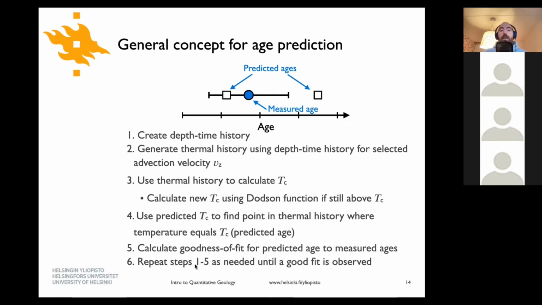But essentially, the repeating of steps 1 through 5 is just based on changing this advection velocity, with the idea that you want to try to find the point where you have the minimum value for your goodness of fit, which tells you that is the best advection velocity for fitting your age data.